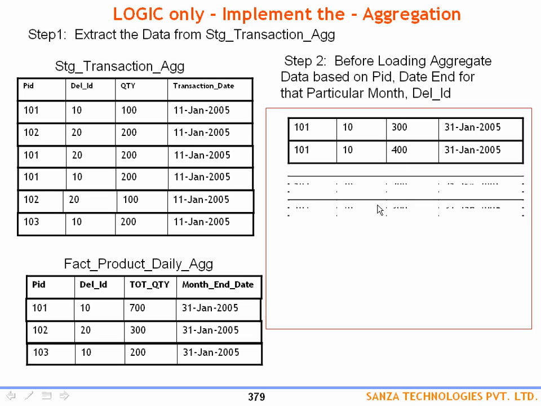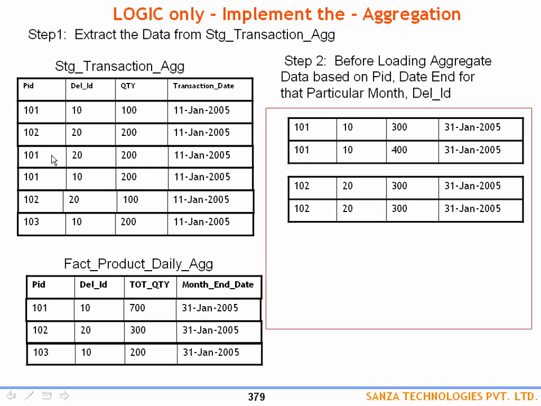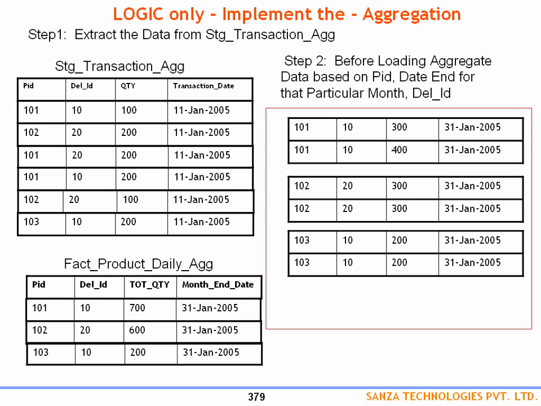Updating it. Next 102, 20, 200, 102, 20, 100, 300, 102, 20, 300. Accumulate it. Take it for that month. You update the transaction daily AGG table. Then 103, 10, 200, 103, 10, 200 plus 200 plus 200, 400. It will go and update it for that month.